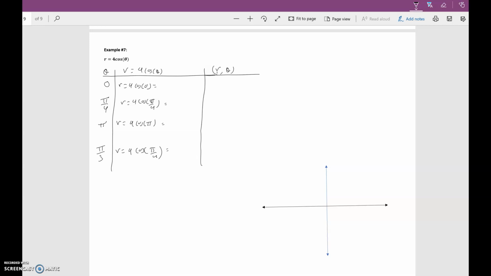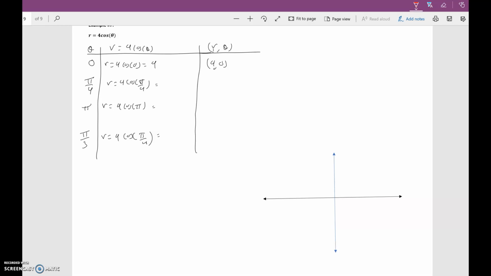So evaluating technically 0 for cosine, we're going to obtain 4. So this is going to be 4 comma 0. So your first coordinate point is going to be here. So it's at a radius of 4, so technically 1, 2, 3, 4, but it has an angle of 0. So that should be our first coordinate point.